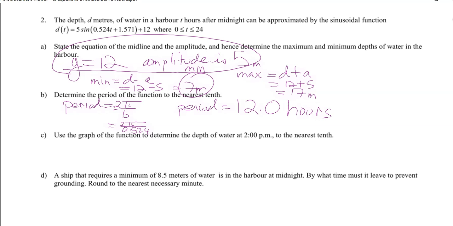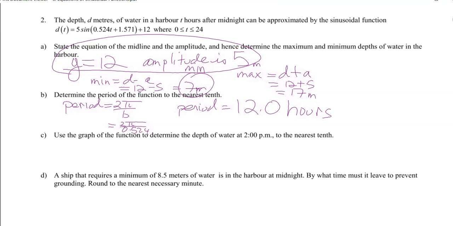Period: 12 hours. The 1.571, if we do a negative C over B, which so far we're not being asked to do, that would just tell us the first time that the water reaches the middle, 12, and is rising. Okay, but so far we're not asked.